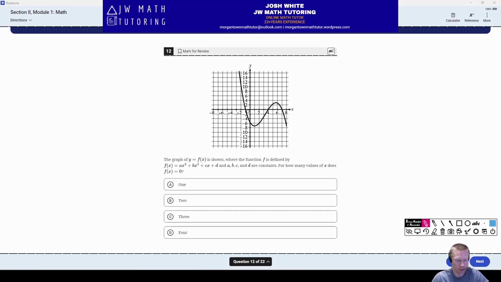Let's look now at question number 12. Here you have a graph of a polynomial function, a cubic function. For how many values of x does f of x equal 0? This question is asking how many x-intercepts does this function have?